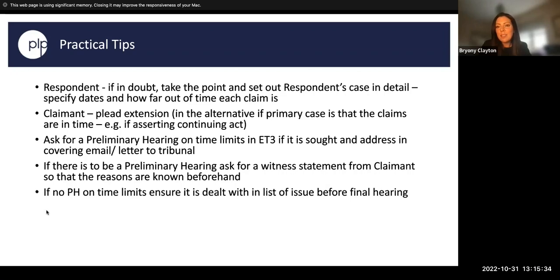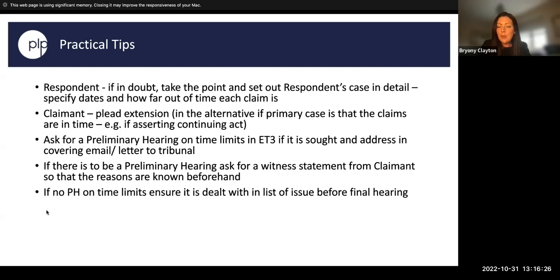In terms of the preliminary hearing itself, it's always helpful if you have a witness statement from the claimant in advance so that you know what the reasons are beforehand. Otherwise, you're in the position where you have to wait till you get to the tribunal hearing, hear the claimant's oral evidence, deal with cross-examination on the hoof, as it were, and then be armed with all of the relevant case law, some of which we've gone through today. So getting a witness statement from the claimant does assist. It also helps to focus the claimant's mind on what exactly the reasons are, rather than turning up and perhaps doing their best on the spot without having properly considered why the claim was submitted late.